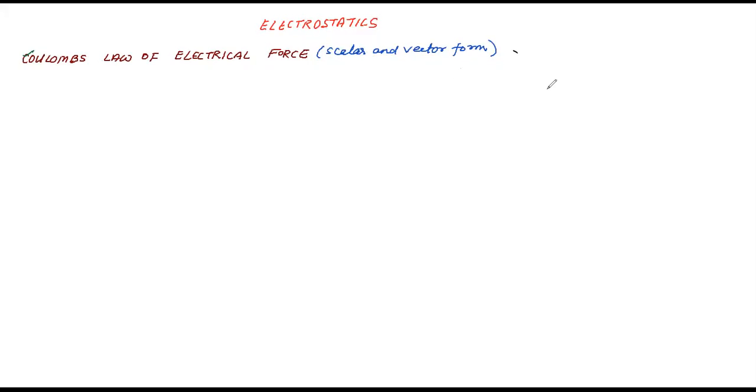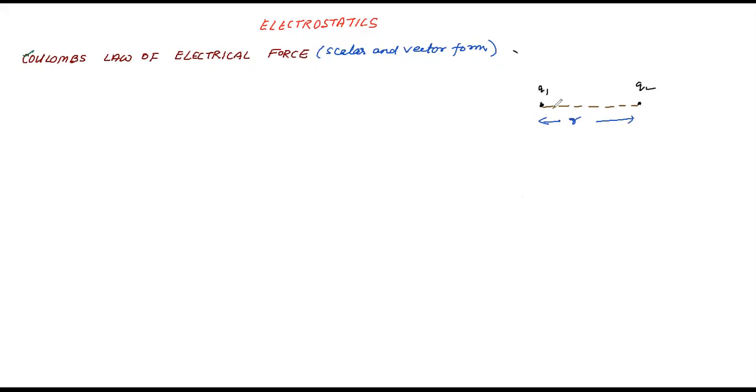As we know, if two point charges are kept in some medium, it could be anything, at some distance r, meaning these two charges are kept at some distance. Now there will exist a force between these two point charges. That force is called electrical force.